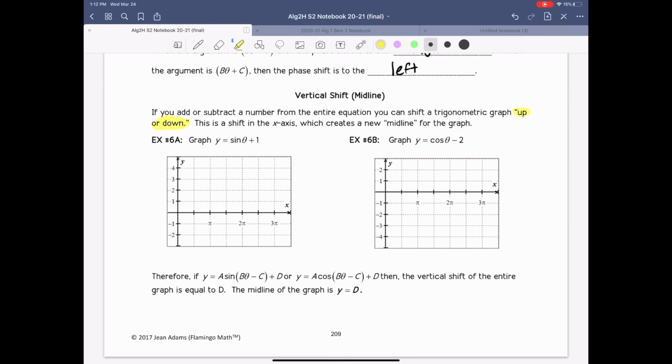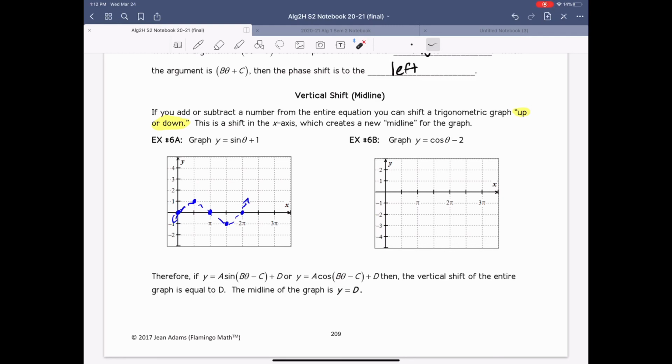So let's go ahead and look at the graph y equals sine theta plus 1. Essentially, I'm going to take my parent graph, which I know has key points at (0, 0), (pi over 2, 1), (pi, 0), then (3 pi over 2, negative 1), and (2 pi, 0). This is my parent graph. And all I'm going to do is shift all of these points up 1. And by doing so, I am also shifting my midline up 1.